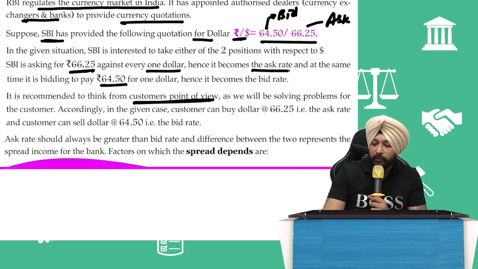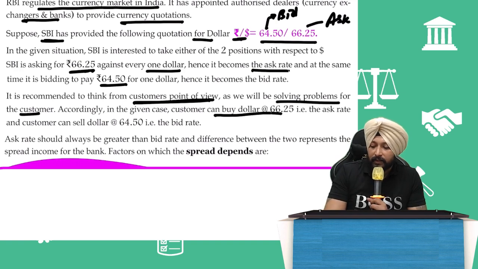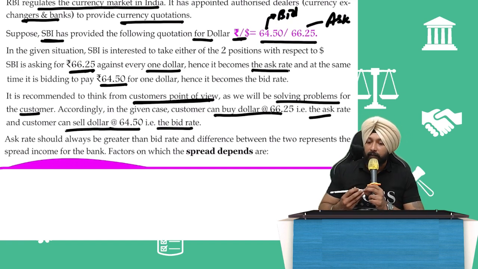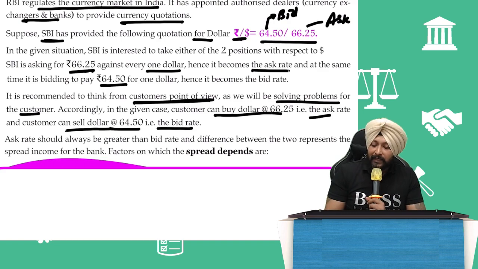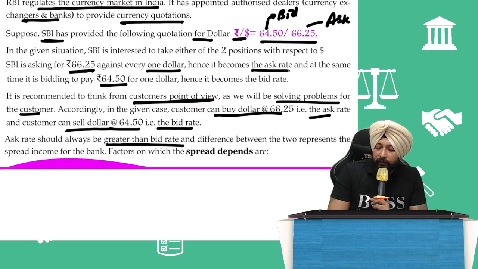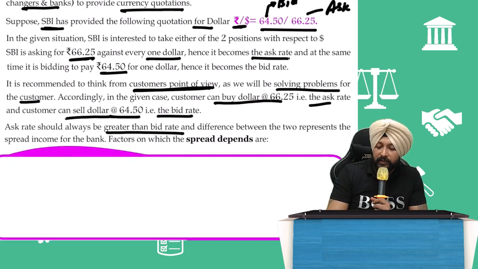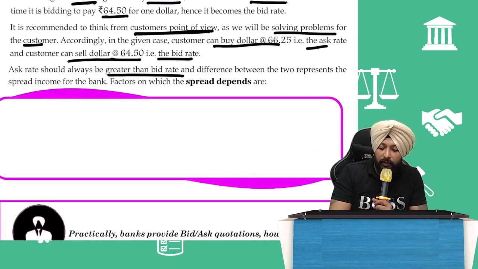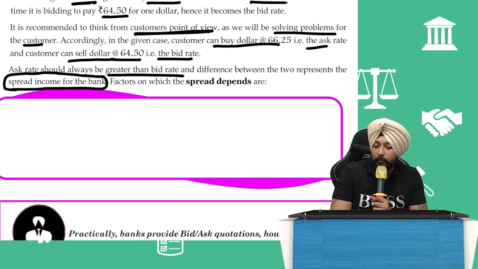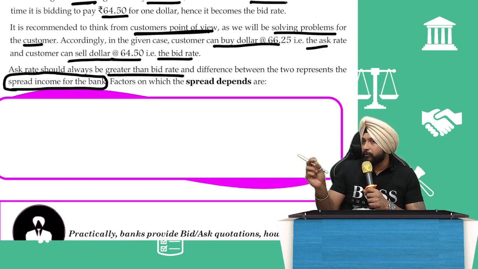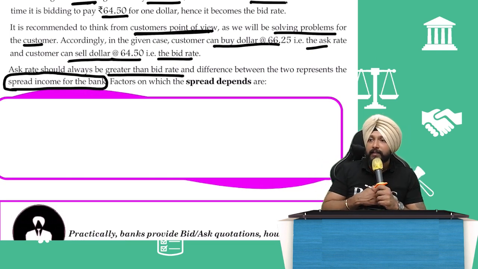So from the customer's point of view, we will be solving the problems for the customer. In the given case, the customer can buy dollar at 66.25, that is the ask rate, and the customer can sell dollar at 64.50, that is the bid rate. Ask rate should always be greater than the bid rate, and the difference between the two represents the spread income for the bank. The difference between bid and ask rates is referred to as spread income.